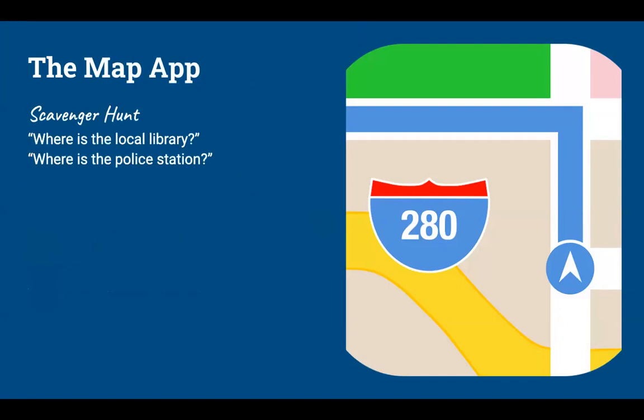With the Maps app, I love to do a scavenger hunt. Again, I do this with more of my beginner group. Where's the local library? Where is the police station? And then sometimes I'll get really specific in the area around the school and say, what is across from the McDonald's? So we're using the prepositions, we're using the names of different places, but they're actually looking at a map of somewhere where they live.